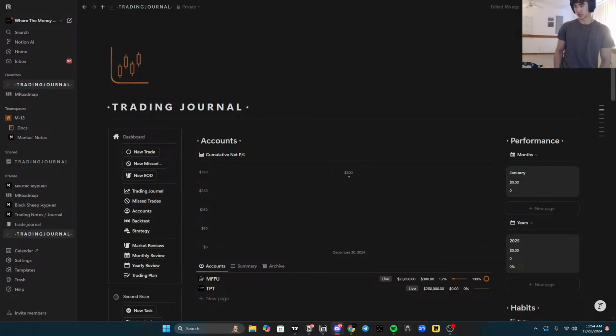Overall bias for next week: accumulation, bullish, then bearish the rest of the week. I don't know how Christmas is gonna go, but we'll see.